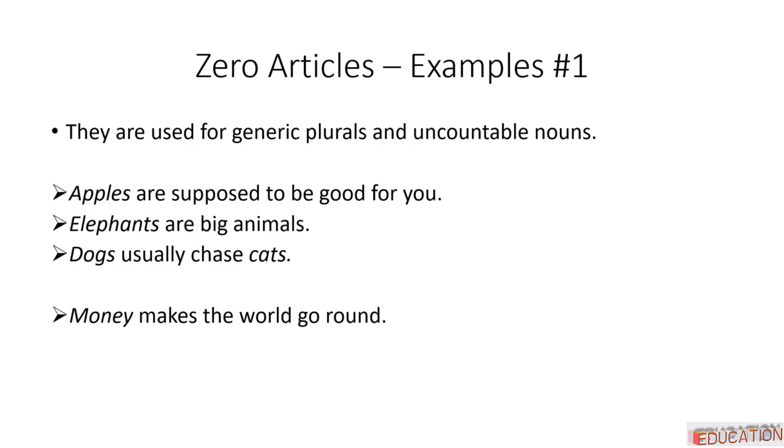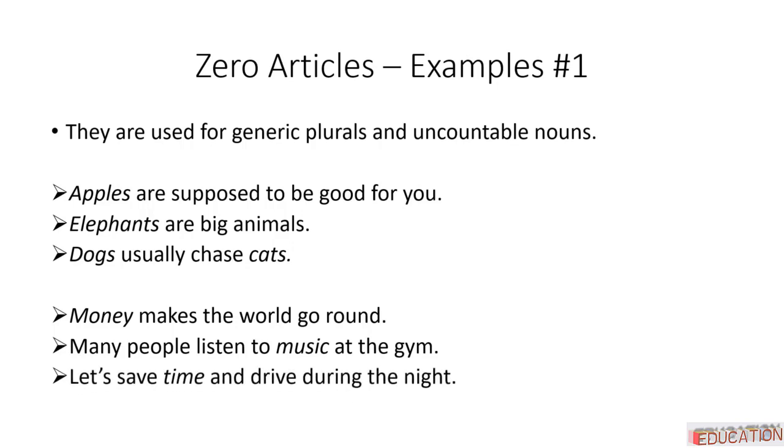Money makes the world go round. We're on uncountable nouns now. Many people listen to music at the gym. So it's not a specific type of music, it's not a specific band, a specific group or person, it's just a generalization. Let's save time and drive during the night. Again, we're talking generally about saving time, not a specific amount of time.